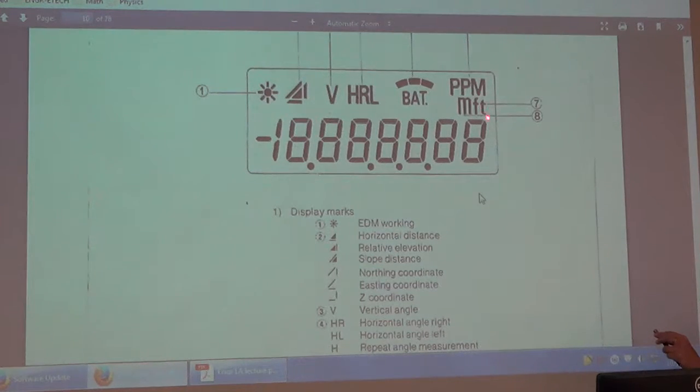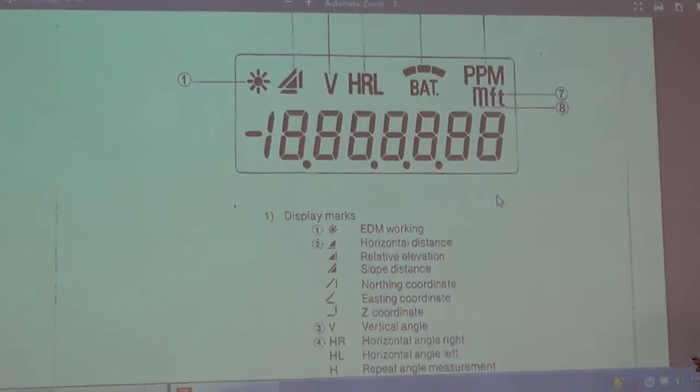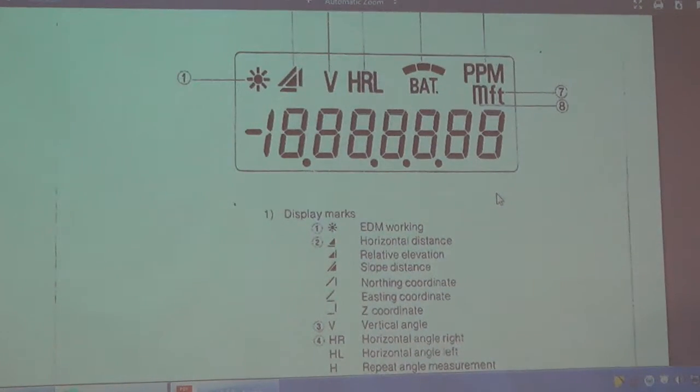This is the units. This is how much your battery is charged. The maximum amount it can be charged is 3 bars. You have to make sure that you go out there with at least 2 batteries so you don't have to come back to the office.